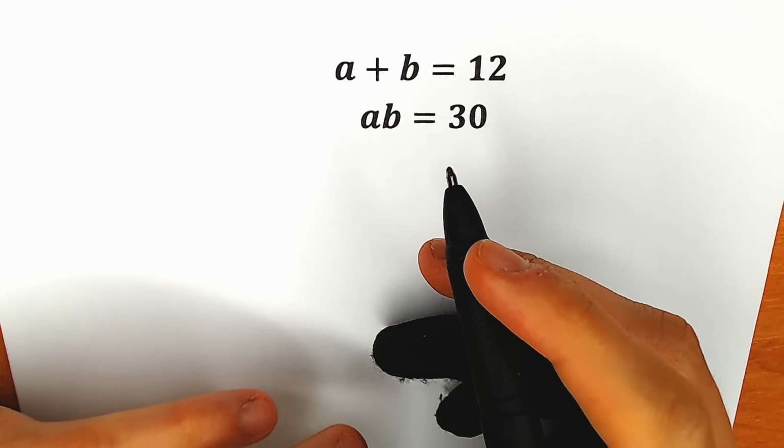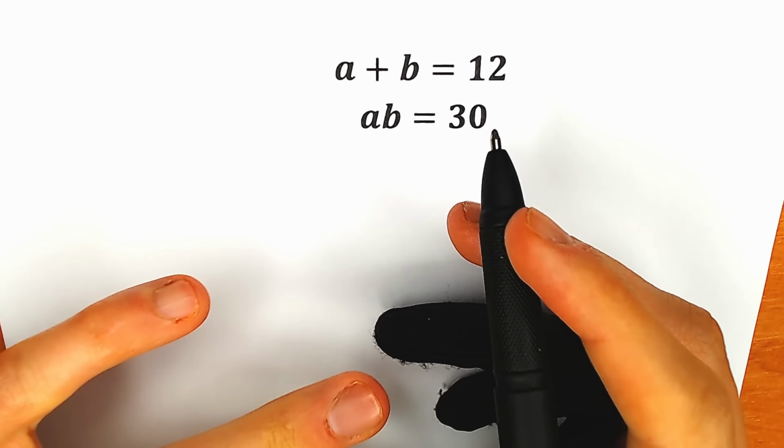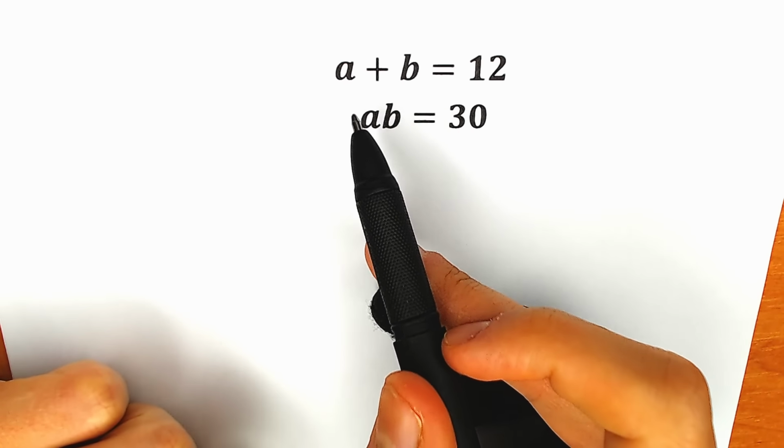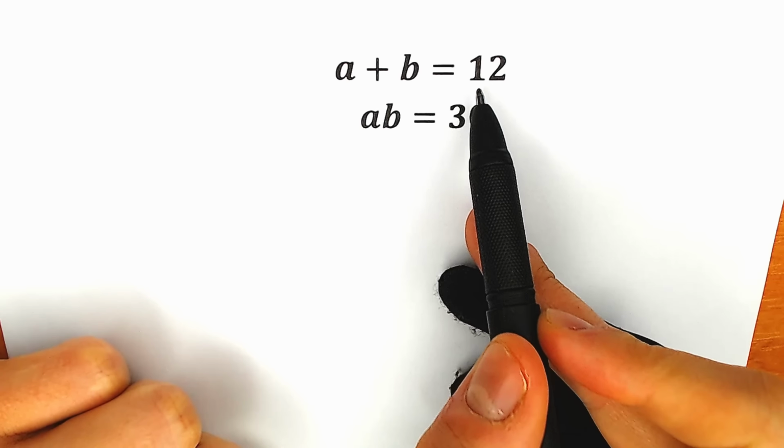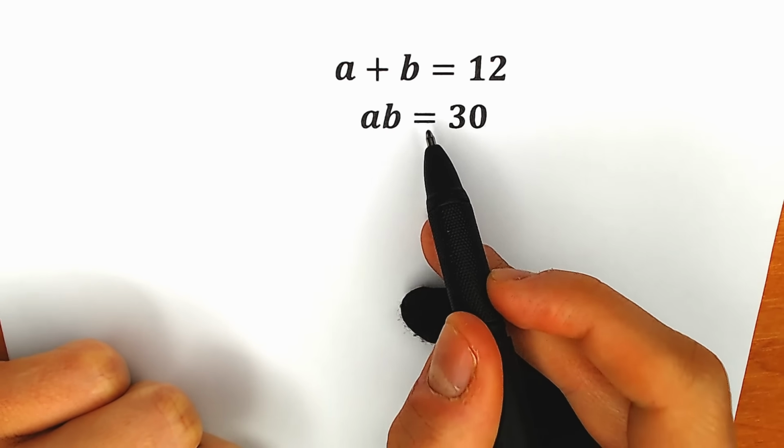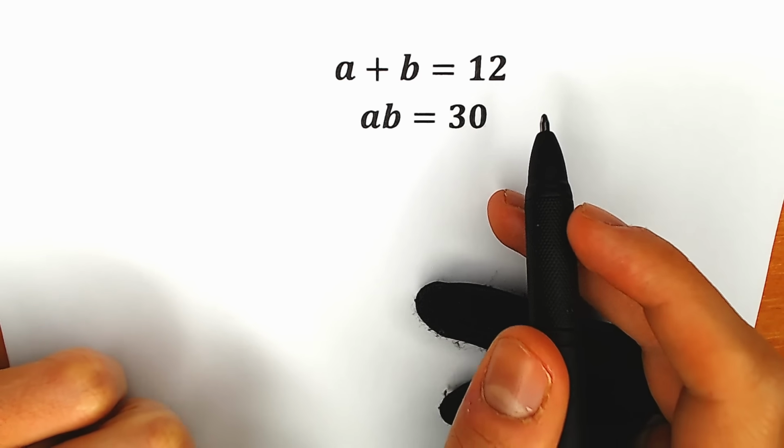Hello, my friend. Today let's solve this really interesting, I would say tricky algebra question. We know that the sum a plus b equals 12 and the product a times b equals 30. We need to solve this question for a and b.